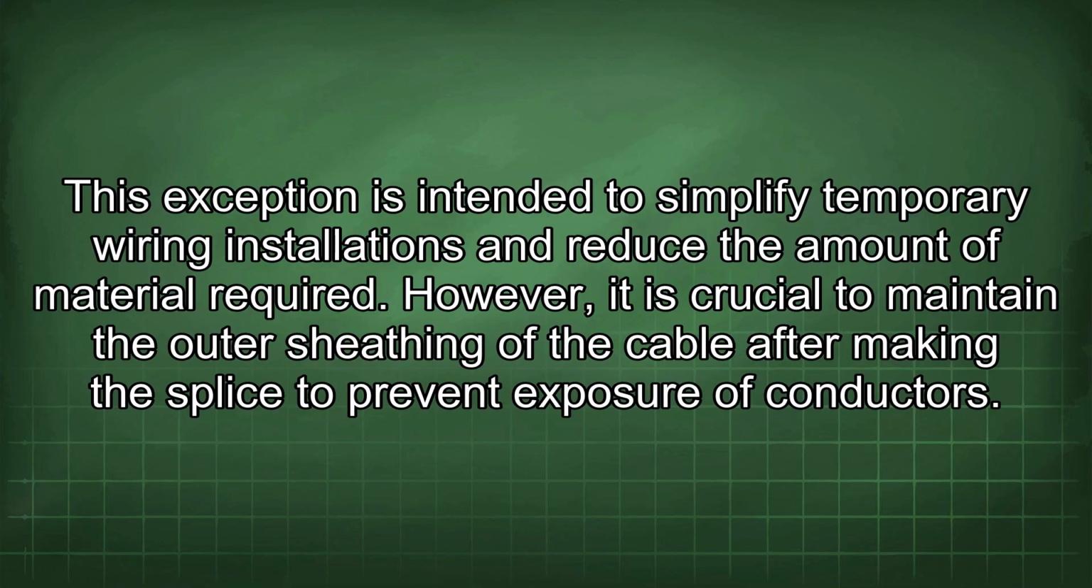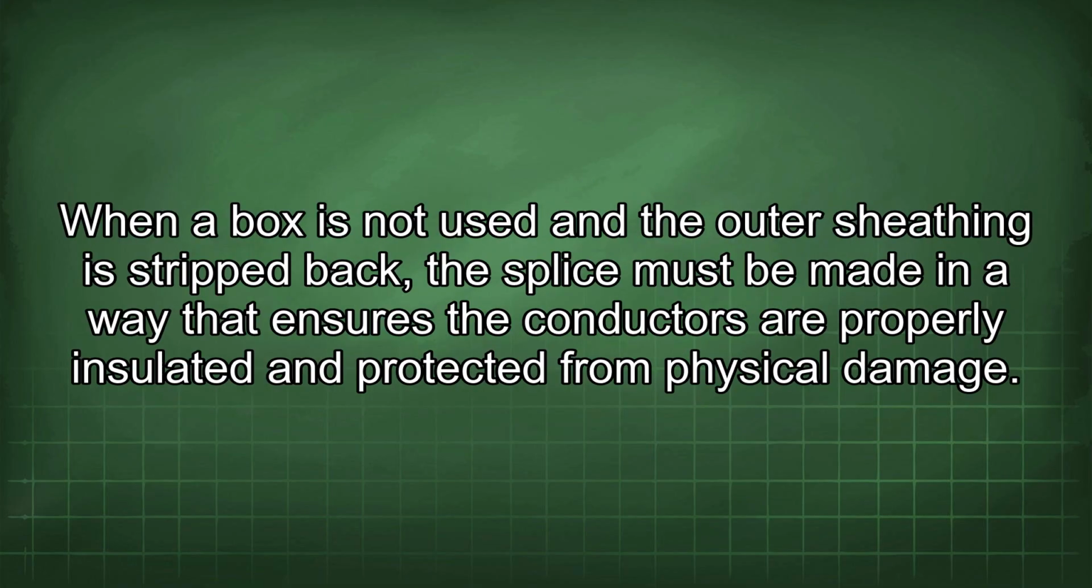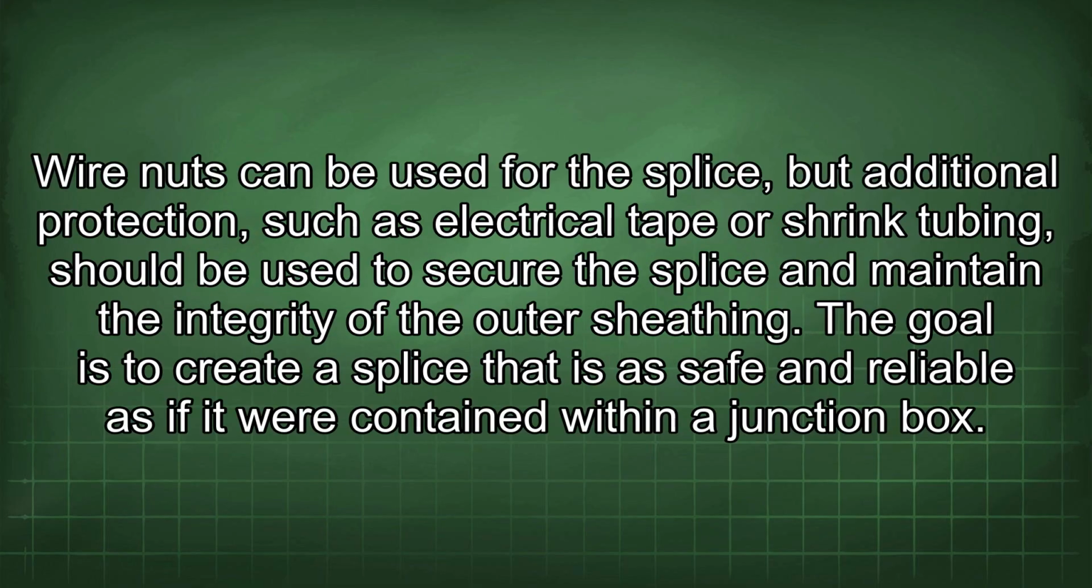However, it is crucial to maintain the outer sheathing of the cable after making the splice to prevent exposure of conductors. When a box is not used and the outer sheathing is stripped back, the splice must be made in a way that ensures the conductors are properly insulated and protected from physical damage. Wire nuts can be used for the splice, but additional protection, such as electrical tape or shrink tubing, should be used to secure the splice and maintain the integrity of the outer sheathing.